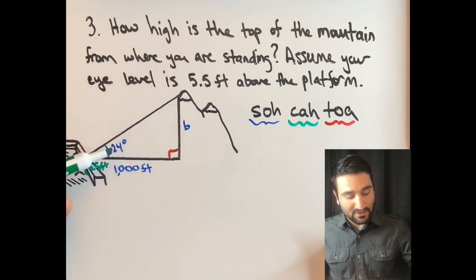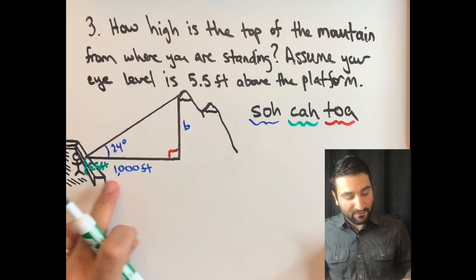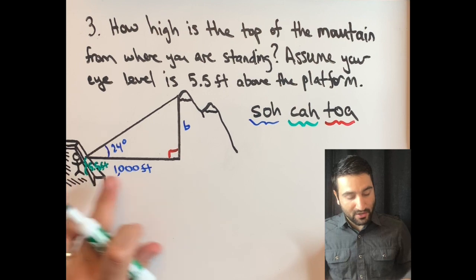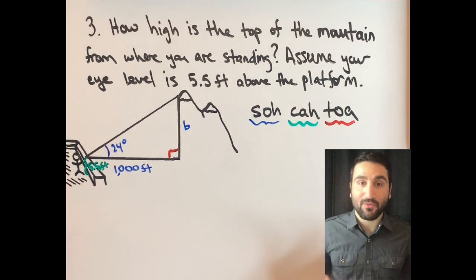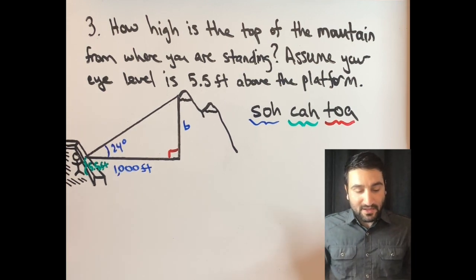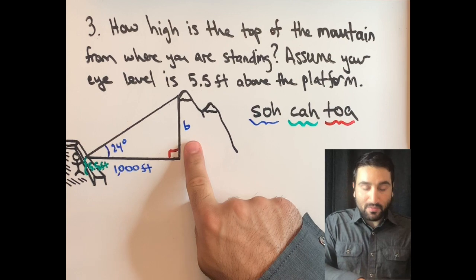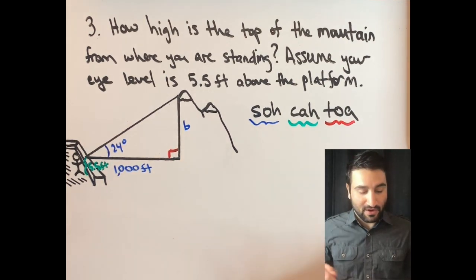What we also know is that if you look horizontally up towards the mountain, the tip of the mountain is 24 degrees from the horizontal. And we also know that from the viewing spot to the base of the mountain, it's 1,000 feet. This was given. I didn't write it because there wasn't enough room. So what we're being asked is how high is the top of the mountain? We're being asked to solve for this unknown value b, the height of this triangle.